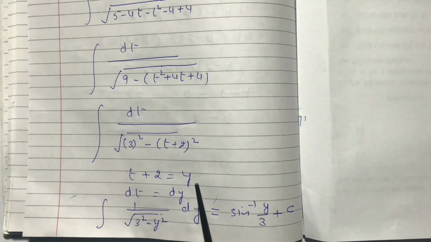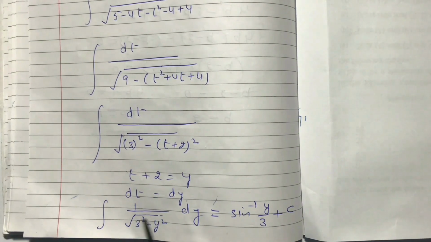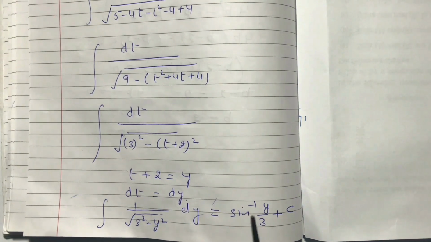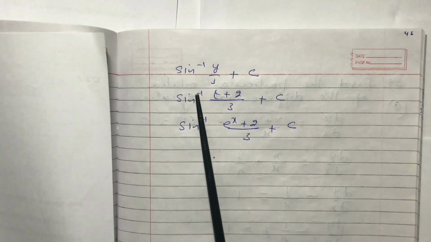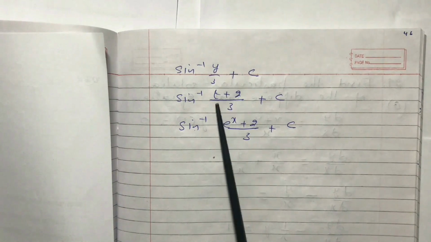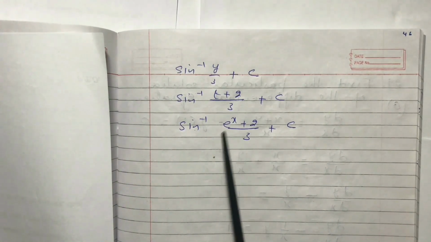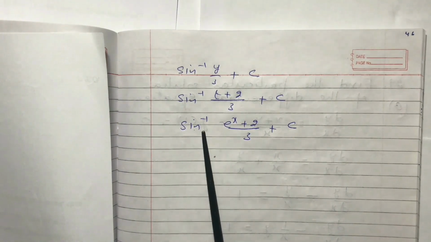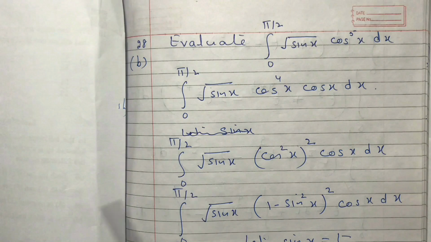Take t plus 2 as y, then dt is equal to dy. So this becomes 1 upon root 3 square minus y square dy, which is equal to sine inverse y by 3 plus c. Now instead of y write t plus 2, and instead of t write e to the power x. So we got the answer, sine inverse of e to the power x plus 2 upon 3 plus c. So that is the answer.